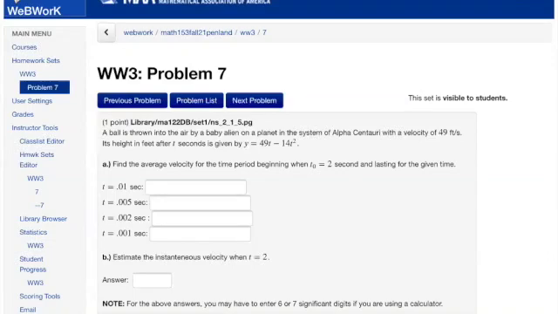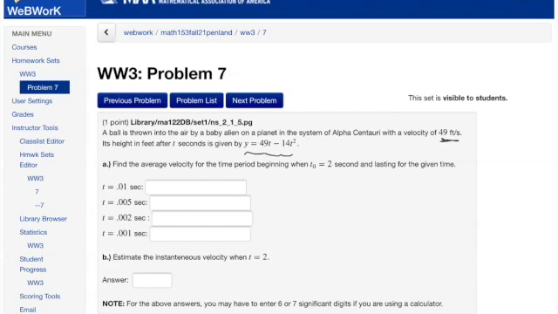Right, so this question's fun. A ball is thrown into the air by a baby alien on a planet in the Alpha Centauri system with a velocity of 49 feet per second. Its height after t seconds is given by y equals 49t minus 14t squared.